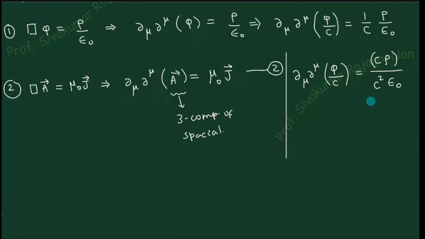And interestingly, there is one more thing. Do you remember what is c square? I think I will write here. So what is 1 by c square? 1 by c square is nothing but mu 0 epsilon 0. Do you remember this? So this is the one that we will be using now.